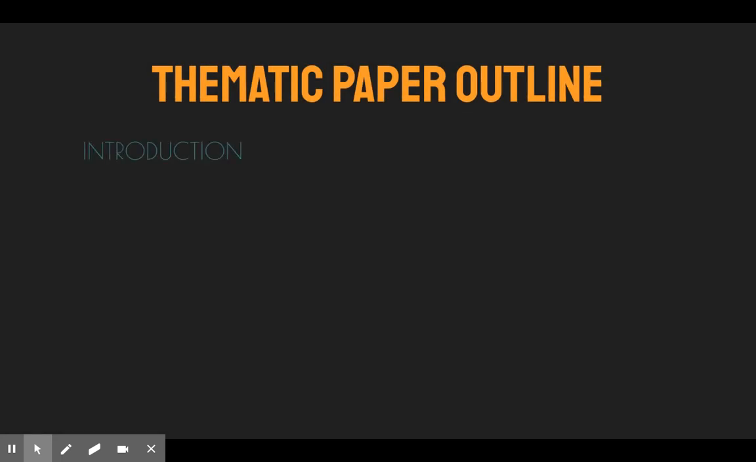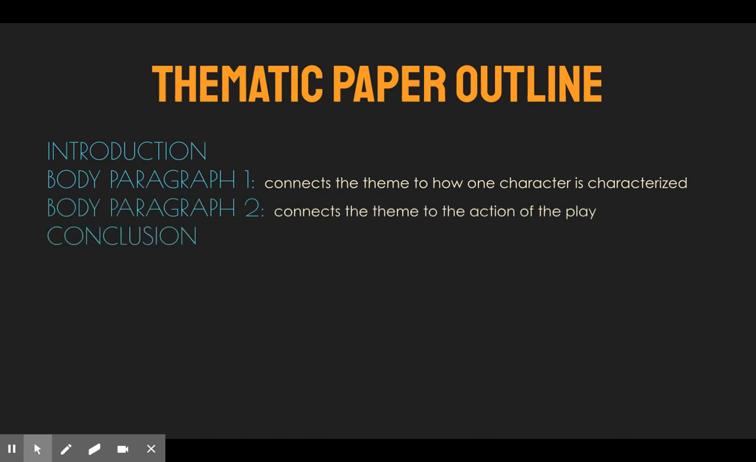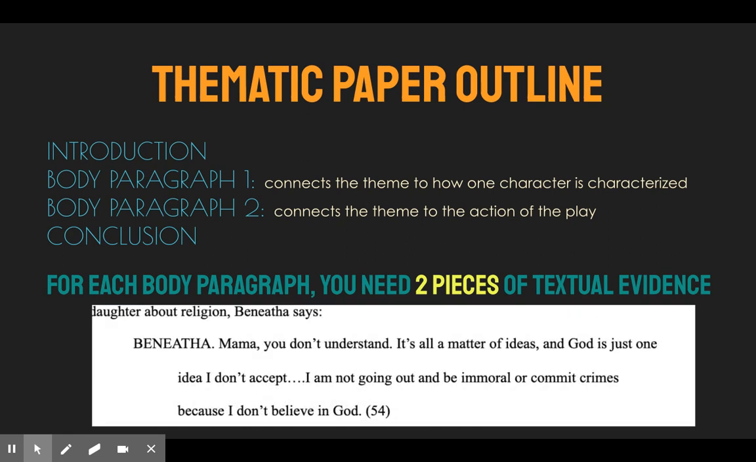So therefore, your thematic paper outline ends up being an introduction, body paragraph 1, where you connect the theme to how one character is characterized, body paragraph 2, where you connect the theme to the action of the play, and then your conclusion. And for each body paragraph, you need two pieces of textual evidence. And remember, Fences is a play, so you have to cite your evidence accordingly. So it needs to have the same formatting that we were using when you were writing about A Raisin in the Sun.